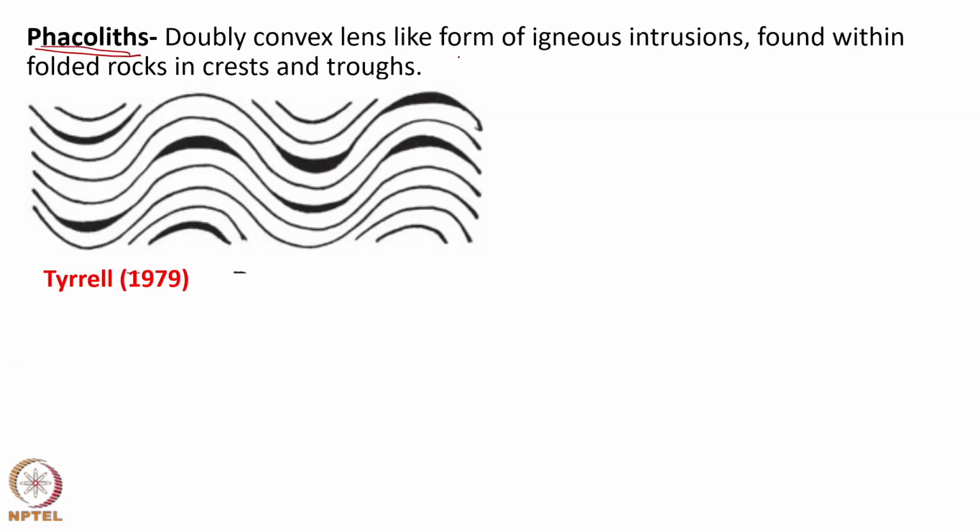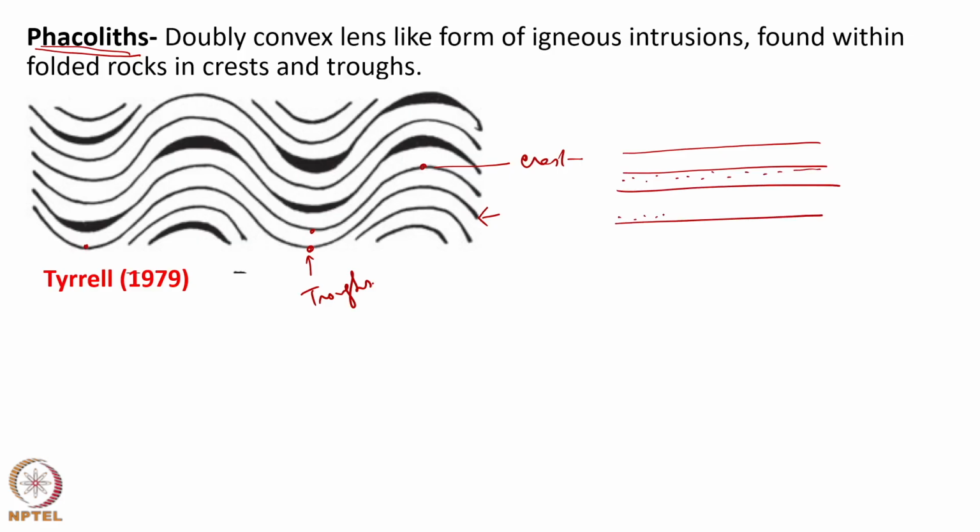Let us take phacolith. These are doubly convex lens-like forms of igneous intrusions found within folded rocks in crests and troughs. This is a sequence of folded rocks. This point in the fold can be called the crest, and these points can be called the troughs. Now, possibly one can think that hot molten material came in layers in a concordant situation.